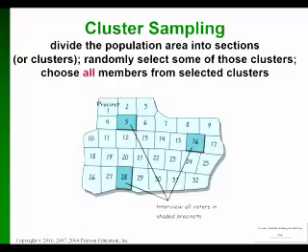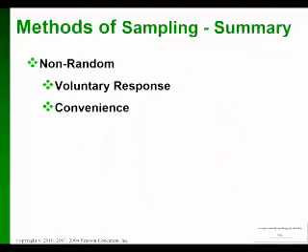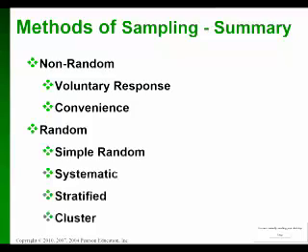So, 2 kinds of non-random, voluntary and convenience. 4 kinds of random. If it's random, but it's not cluster, not stratified, and not systematic, there's only one thing it can be. Simple and nothing else. Simple random.